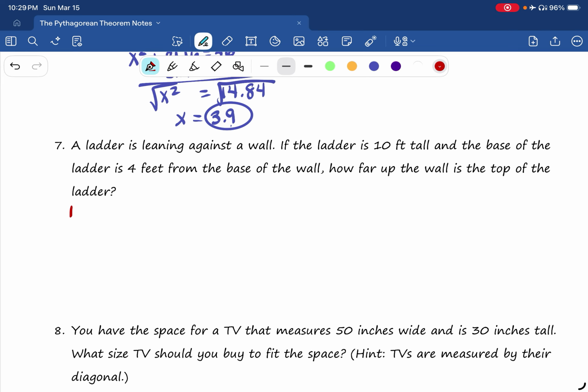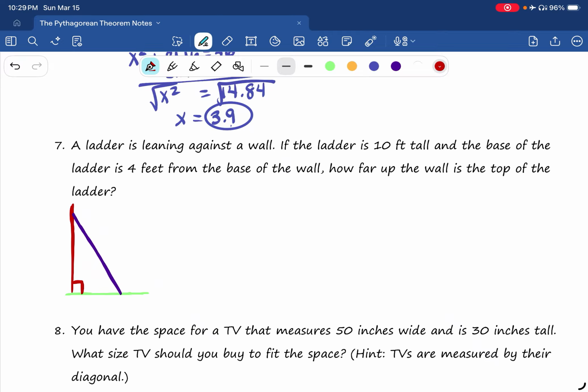So I'm going to draw my wall. I have a wall right here. And we'll have the ground. So here's the ground. And the ladder is leaning against the wall, like that. And the wall and the ground make a right angle. So right here we have a right angle. The wall and the ground make that right angle.